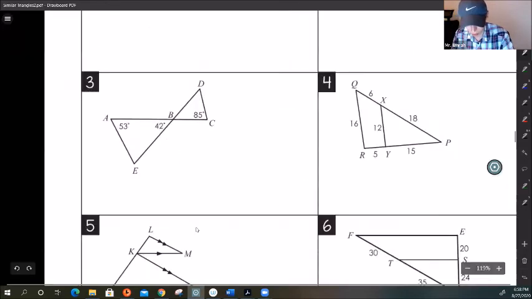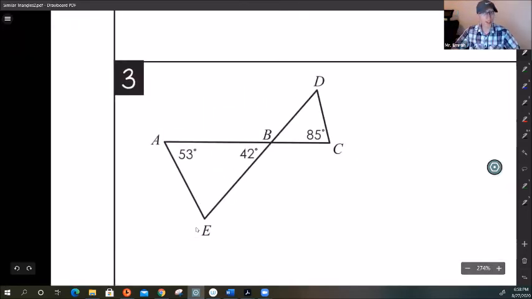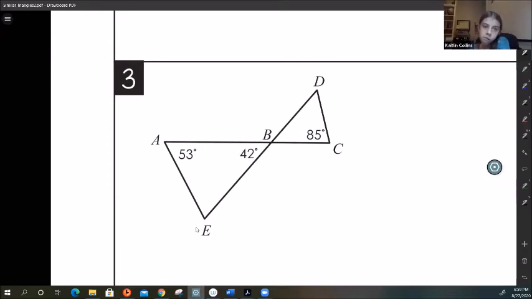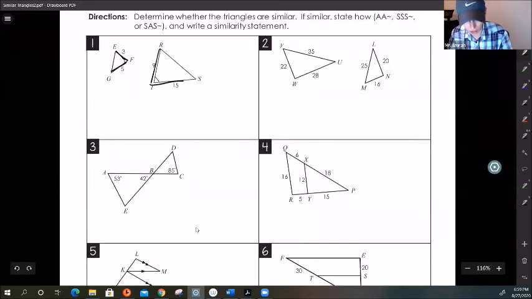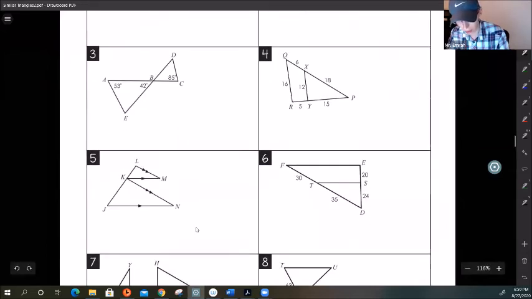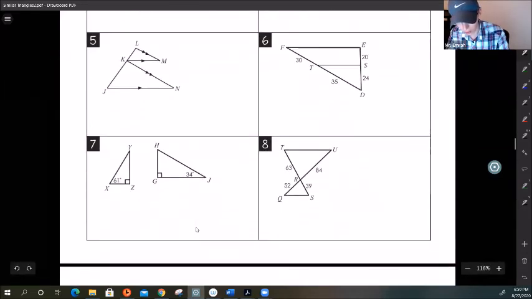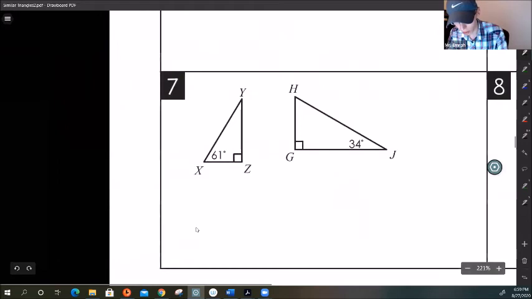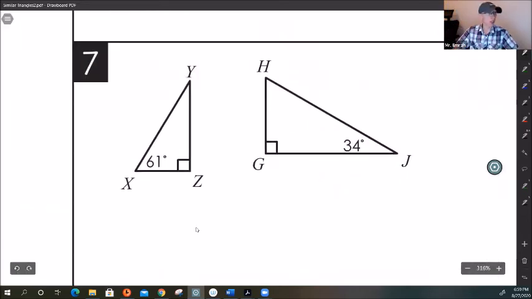Okay, for this one, will I check side side side, angle side angle, or angle? Angle, angle. Angle is correct. Awesome. Now you know how to identify which one you're going to be using. Now let's actually use that information to come up with if these two are similar. Okay, just tell me if it's yes or no.